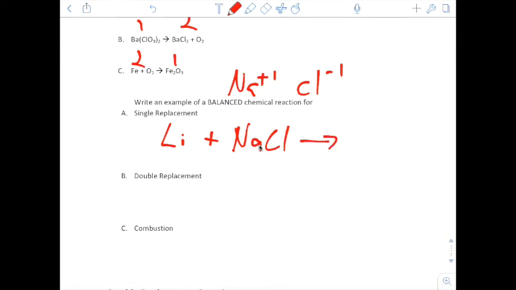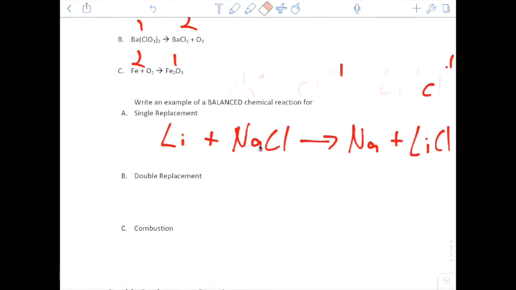So lithium is going to replace the sodium. So sodium is going to be by itself. And then we'll just have lithium, which is +1, and chlorine -1, crisscross, LiCl. And so that is our single replacement reaction, and it is all balanced. So all the coefficients are 1 in that reaction.